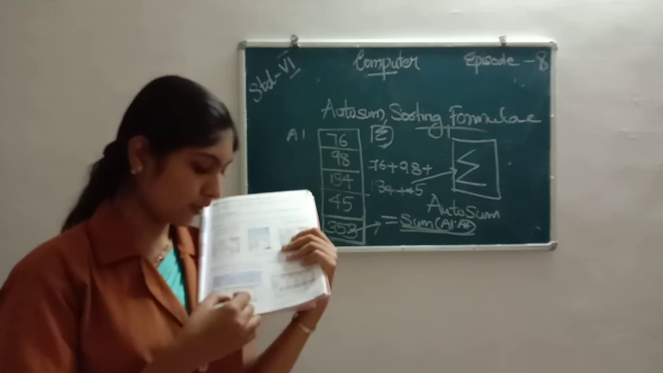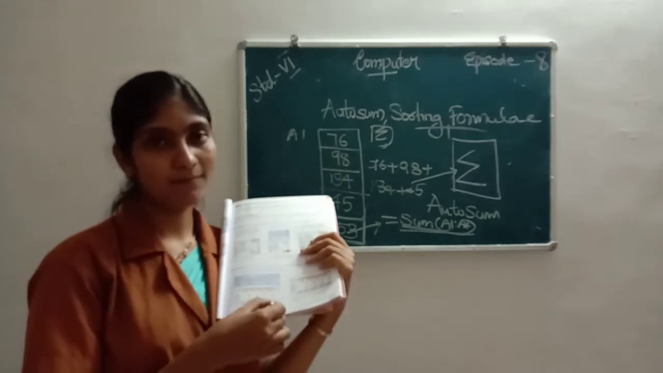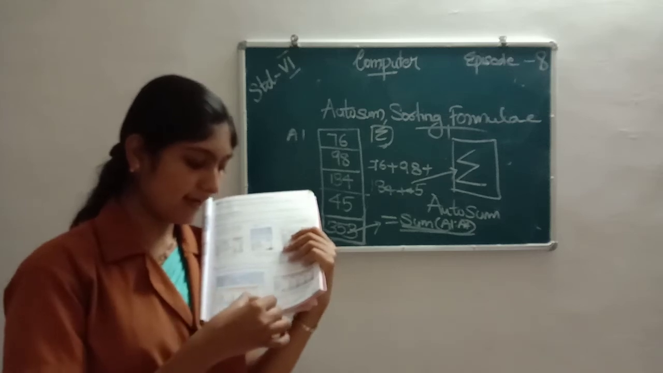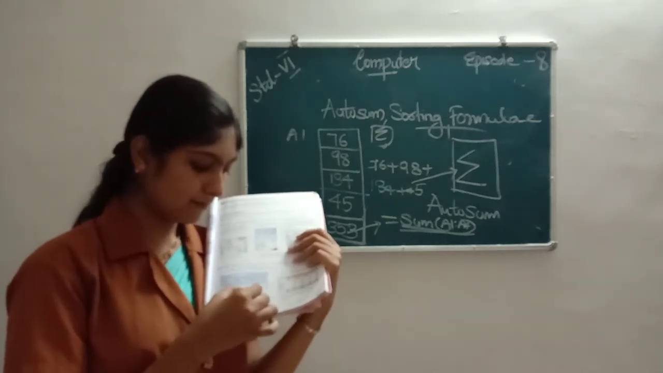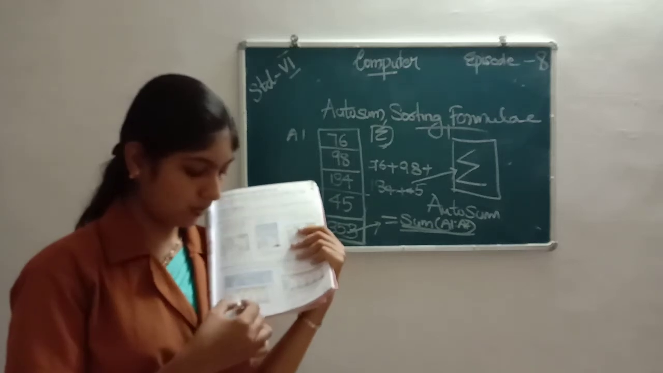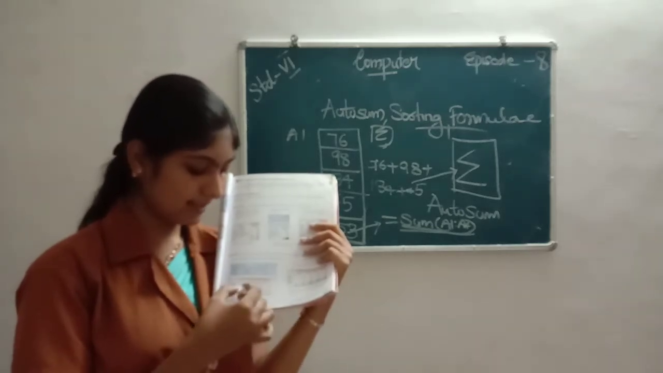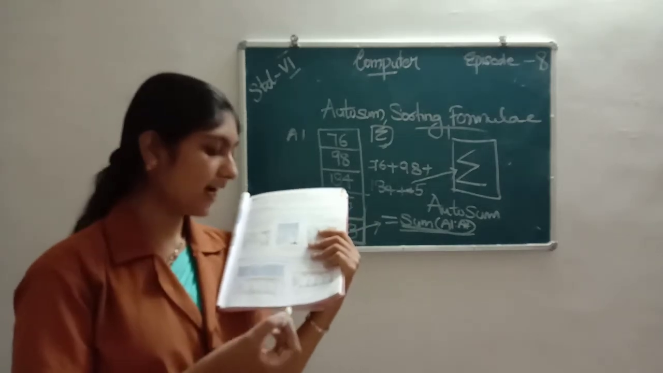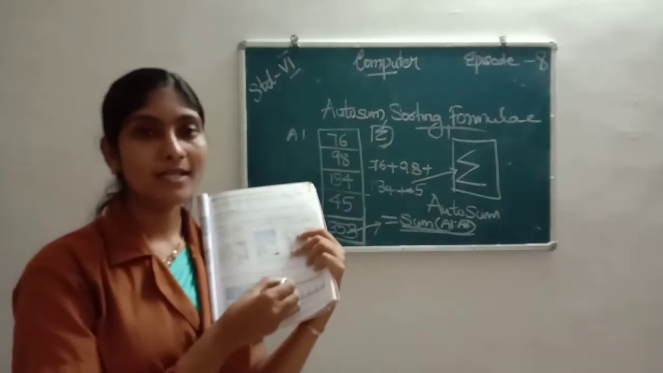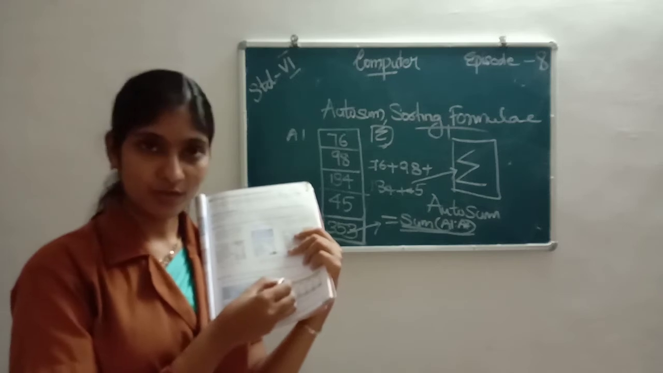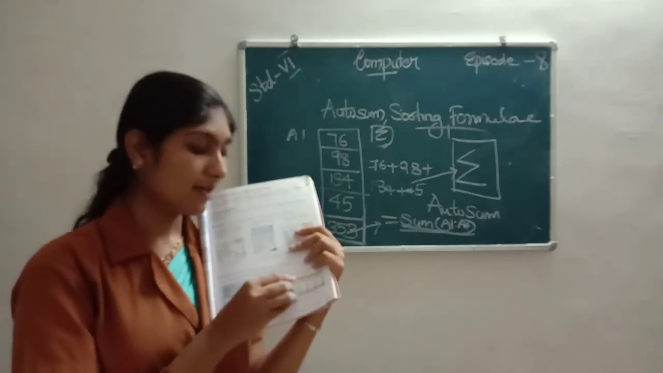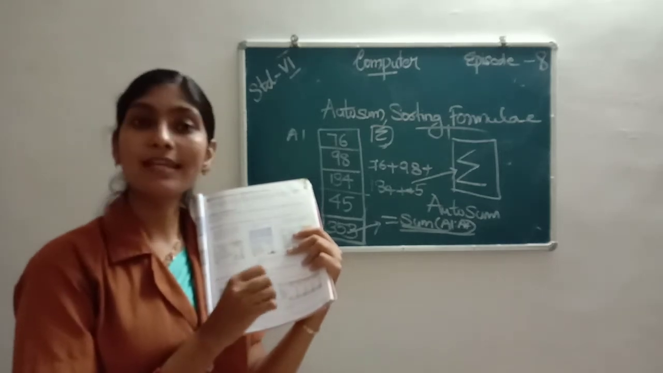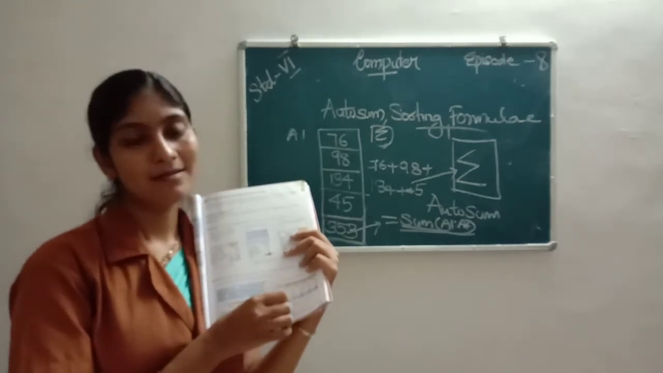So how will you use auto sum to find the result? Just select the cells below the data. Now select the entire range from H to K. After that, go to the Home tab and click the auto sum button. So what happened? The total marks of each student will be displayed in those cells, right?